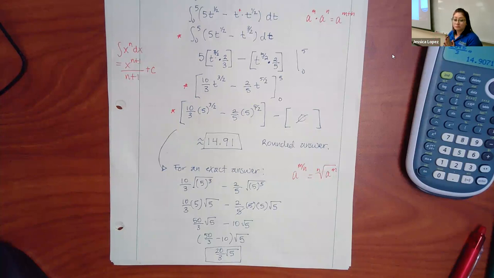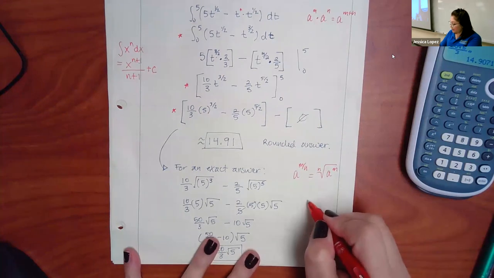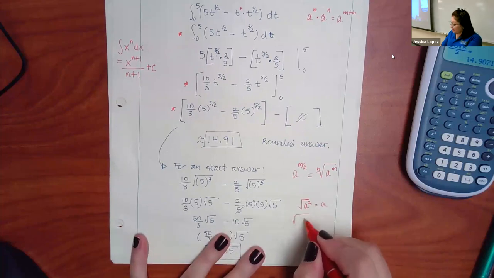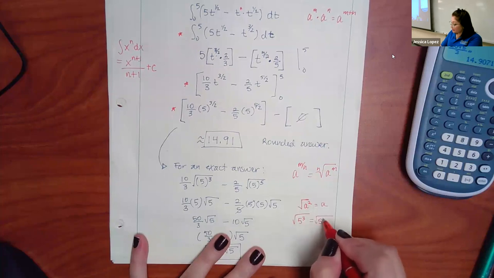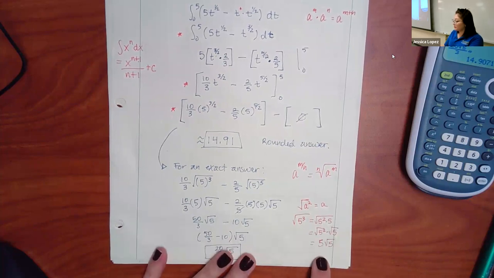Why did you do that 5 out in the second part, the 10/3 times? From here to here? Because we have a rule that says the square root of something squared is just that value, right? Okay. So when I have 5 cubed, it's like saying 5 squared times 5, isn't it? And then I can separate it according to my square root properties. And then what's the square root of 5 squared? Just the 5, right? And then you still have that square root of 5 left. So this is what we were doing when we did this one.